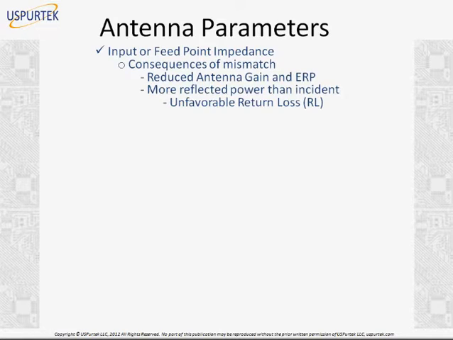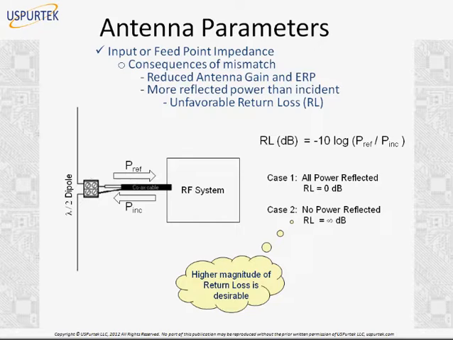So what happens if there is a mismatch? Consequences of mismatch. Our antenna gain will reduce. So our ERP, we will discuss this in more detail. What is ERP? This is the effective radiated power. So that will be reduced. Why is it reduced? Because of the mismatch of input impedance to the RF system impedance, we get reflections. Our reflected power is not zero. Our reflected power will be some percentage of the incident power on the antenna.